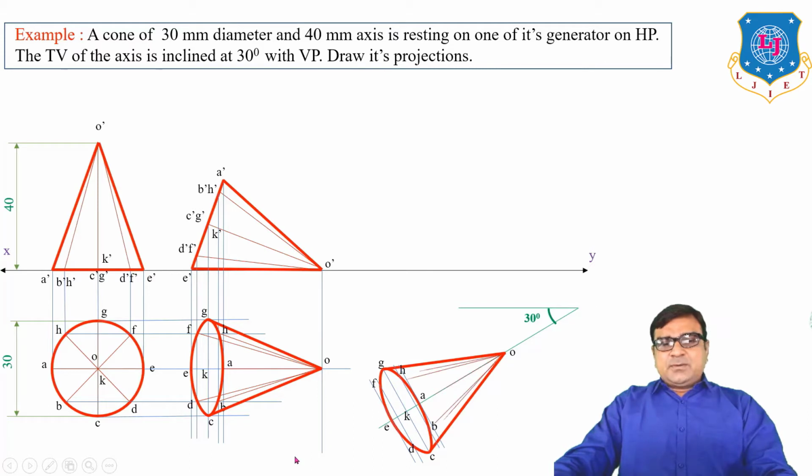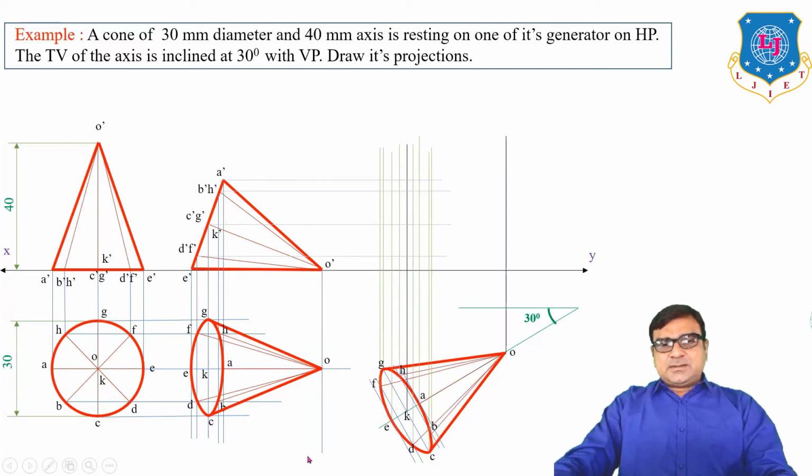Now what is the front view? Take vertical and horizontal lines, insert all points. First of all, you have to draw the base, the front view of the base, which is visible because your base moves towards the observer here, and draw the extreme generators. So this is our final front view and top view for this example.